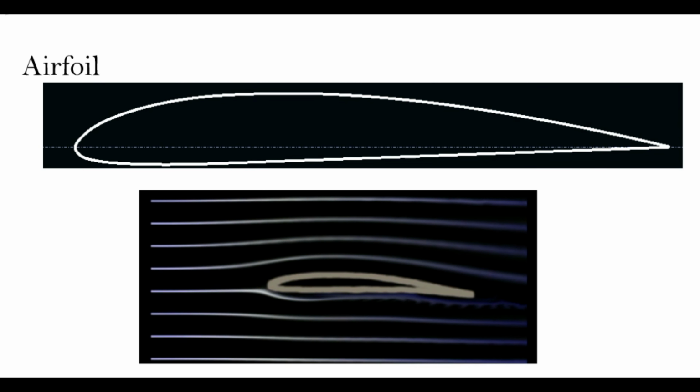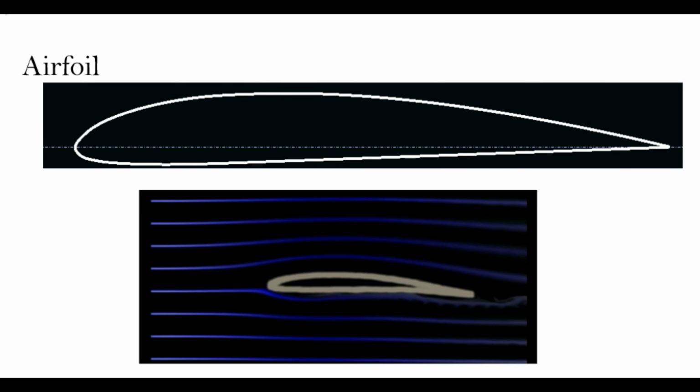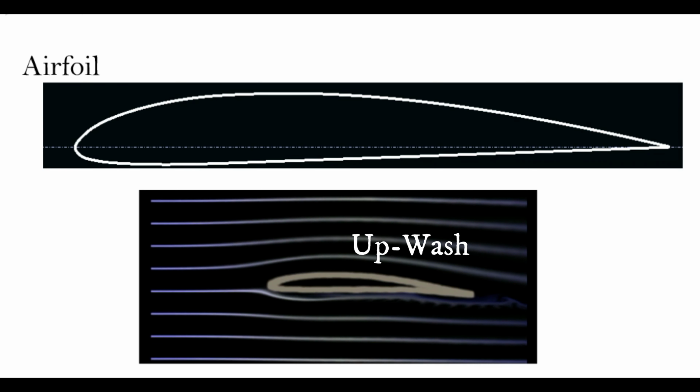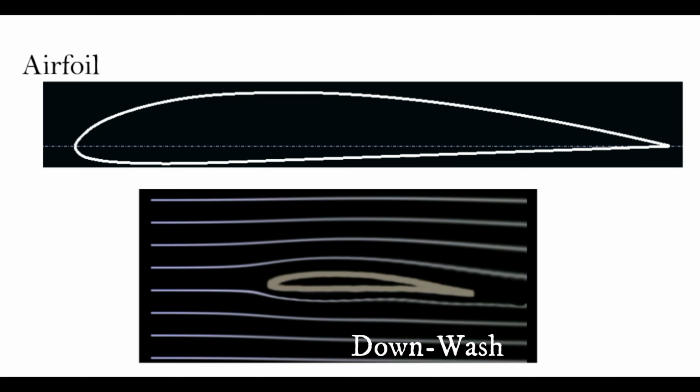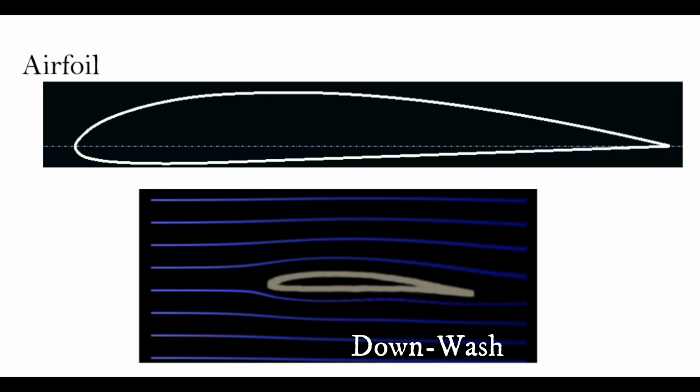Here you can see the flow moving over the top surface is known as upwash, and the flow moving at the bottom surface, you can observe here, we call it downwash. We have also seen that due to the pressure difference, it creates lift.